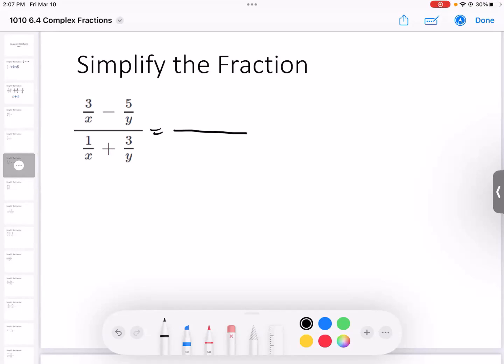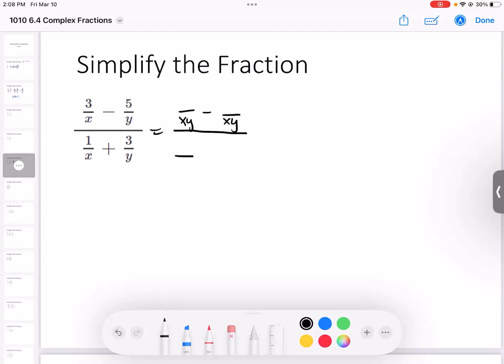So right now in the top, we have 2 fractions, right? We want to make it a single fraction. So that means we're going to subtract them together. What do we need to subtract fractions? Common denominator. And what would the common denominator of the top be? It's XY or YX. It doesn't matter, it's the same thing. So that will be our common denominator in the top.